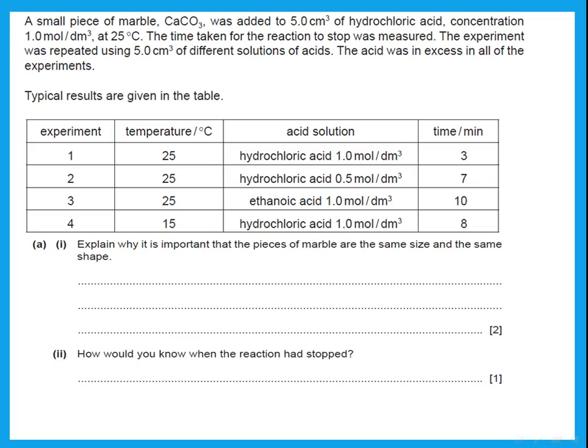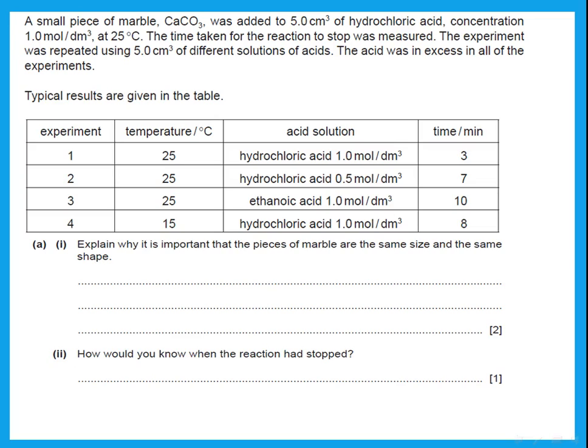Okay, now explain why it is important that the pieces of marble are the same size and the same shape. Remember that if I'm comparing between the experiments, we said only one thing can be changed. Only one variable can be in the experiment. Everything else has to be the same. So here what are we changing? We're changing the type of solutions of the acid. But everything else has to be the same. So the mass of the marble chips should be the same. The size of the chips, the shape, the amount of marble chips, all of that has to be the same.